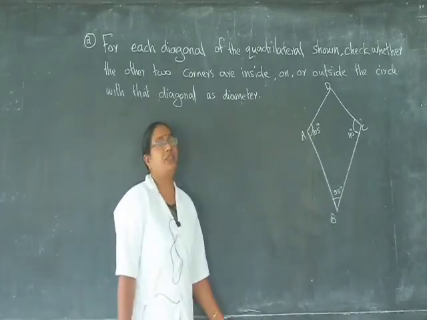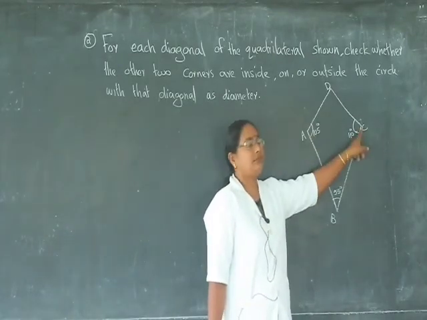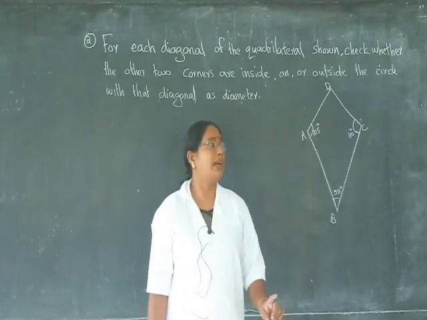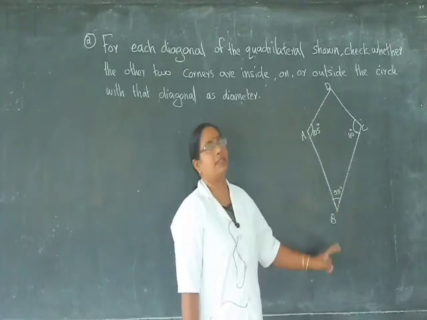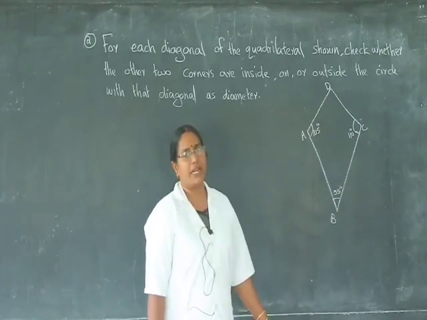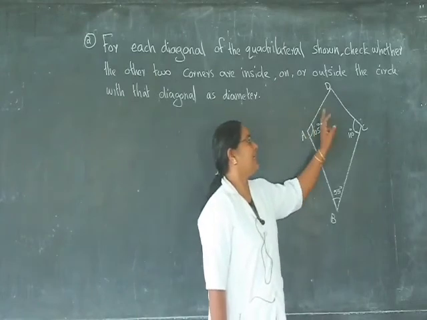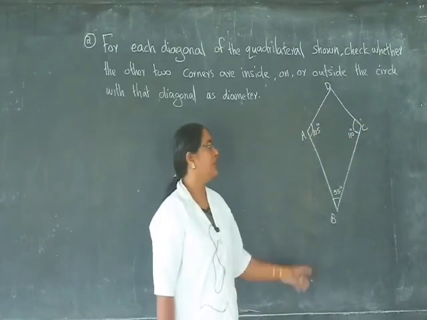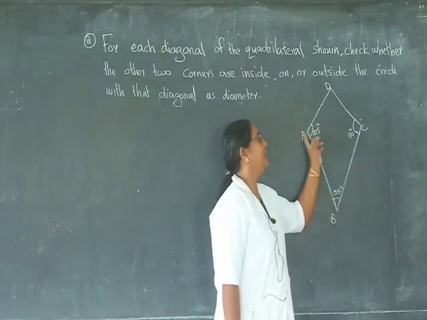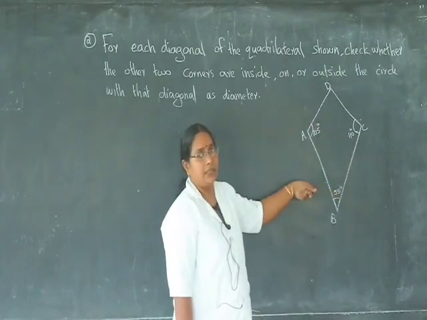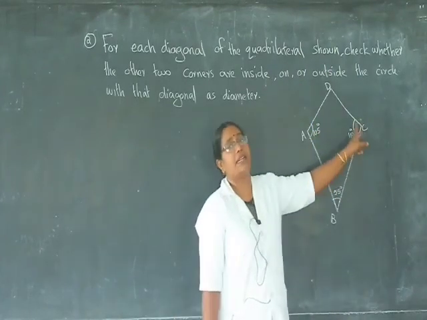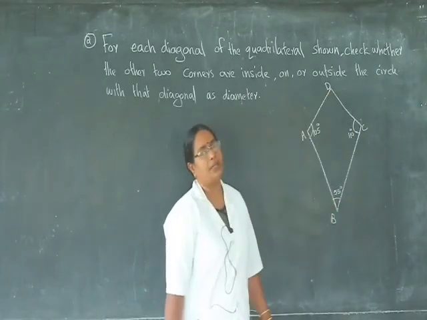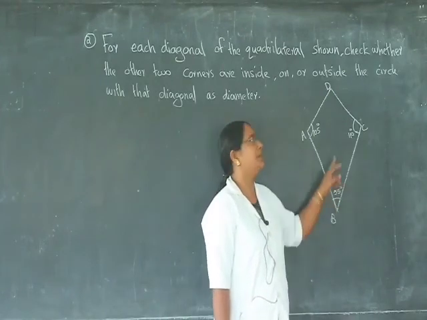Therefore, I take the first diagonal AC, with AC as a diameter. What is the position of the other 2 vertices, inside or outside? That is what we need to find out. Draw a circle with AC as a diameter. Then what is the condition of D and B? B is already given as 55, but D is not given.